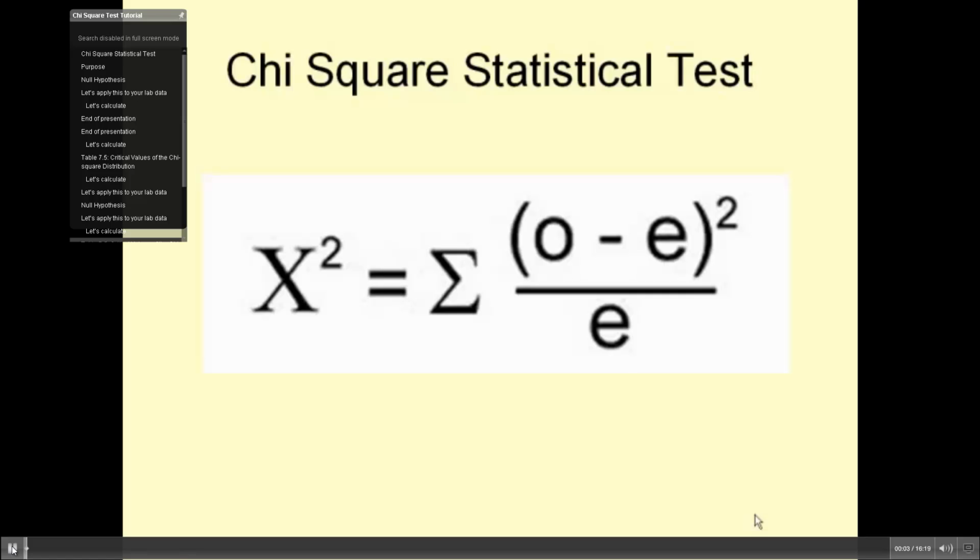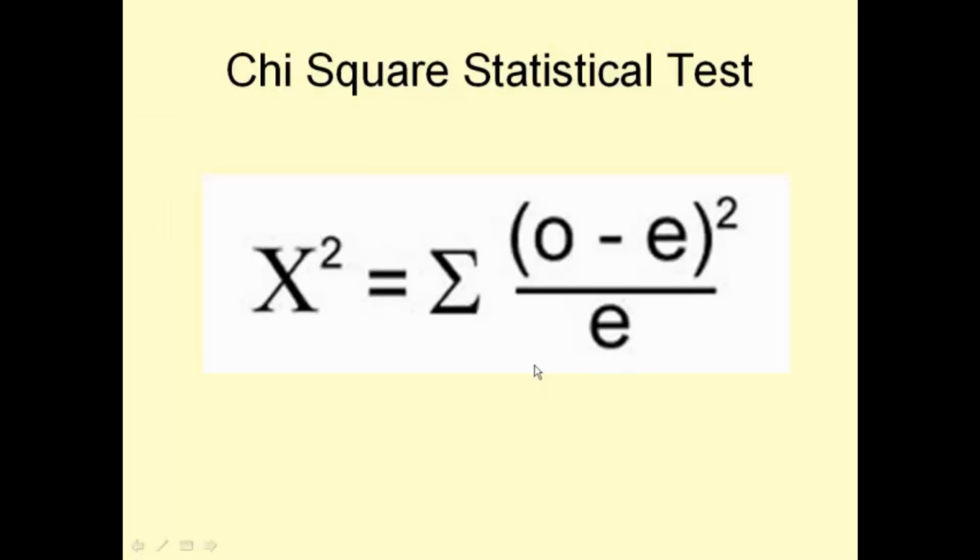Welcome to the chi-square tutorial. This is a scary looking formula, as you can see, but it is on the AP test, which means that we want you to be very comfortable using it. And we're going to start out by using it with the fruit fly lab.